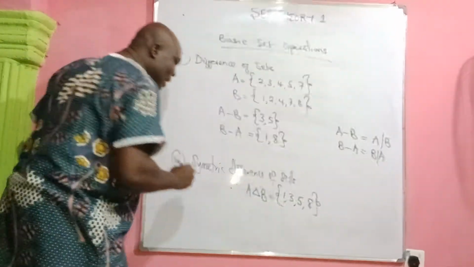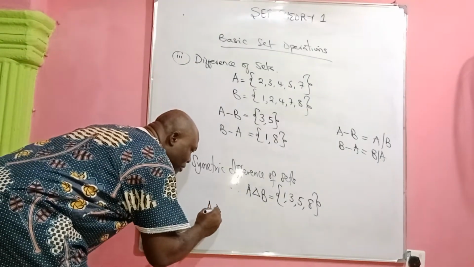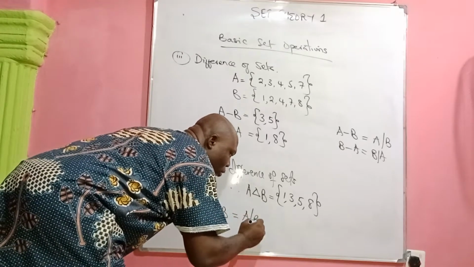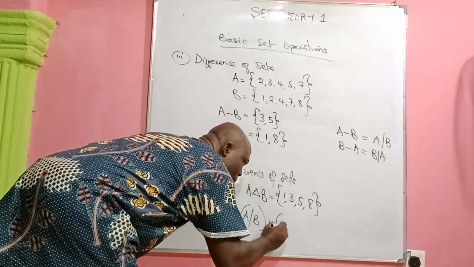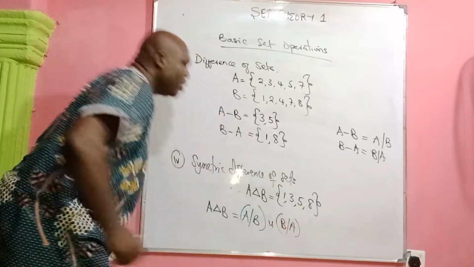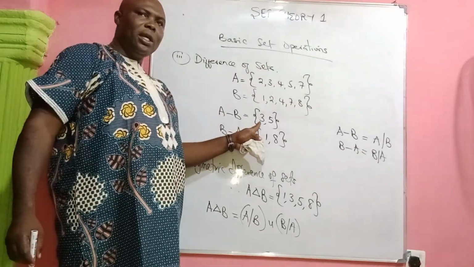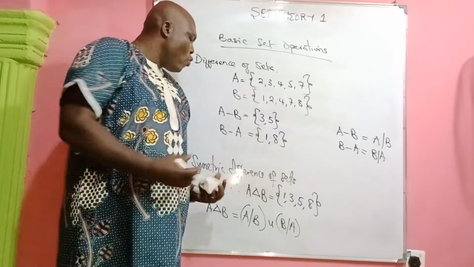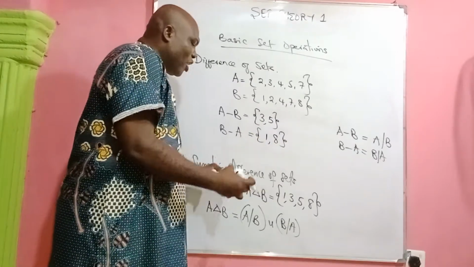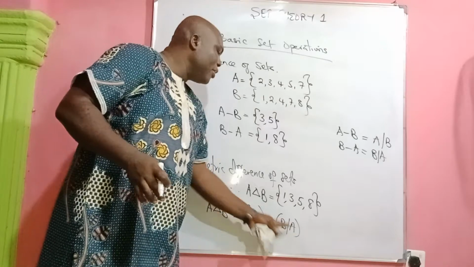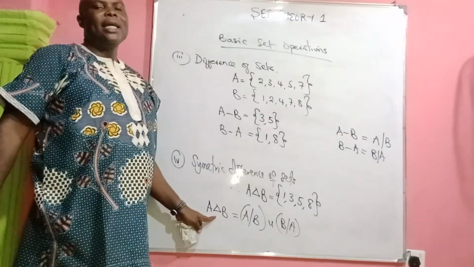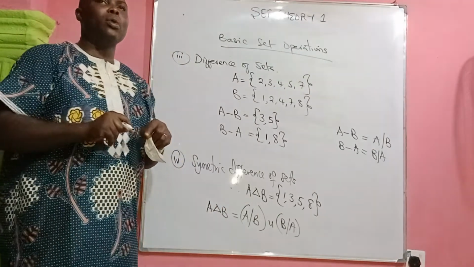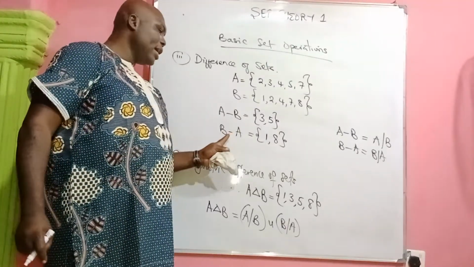So you have to understand that A symmetric difference B is the same thing as A difference B union B difference A. It means whatever you have as A difference B, 3 and 5, and whatever you have as B difference A, 1 and 8, when you join the two together, when you find the union of those two differences, the result is what we call the symmetric difference. So this is symmetric difference. That triangle symbol is for symmetric difference, while this is difference.